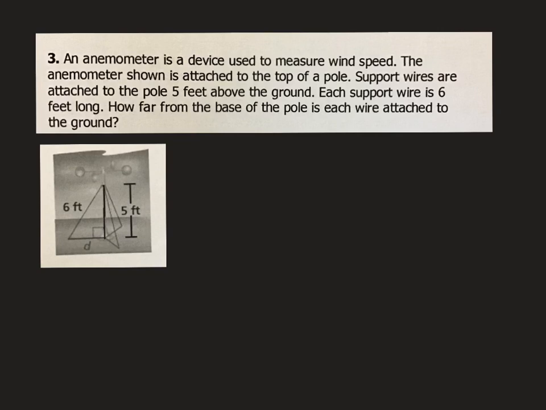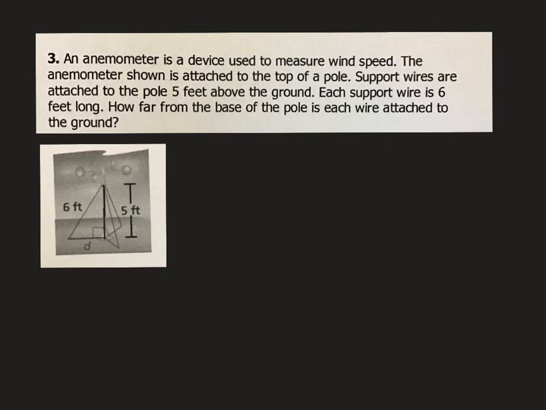All right, in number 3, we have an anemometer, a device used to measure wind speed. The anemometer shown is attached to the top of a pole. Support wires are attached to the pole 5 feet above the ground. Each support wire is 6 feet long. How far from the base of the pole is each wire attached to the ground? So I don't want you to stress about this because it's the same thing that we did before, just in a story problem form.